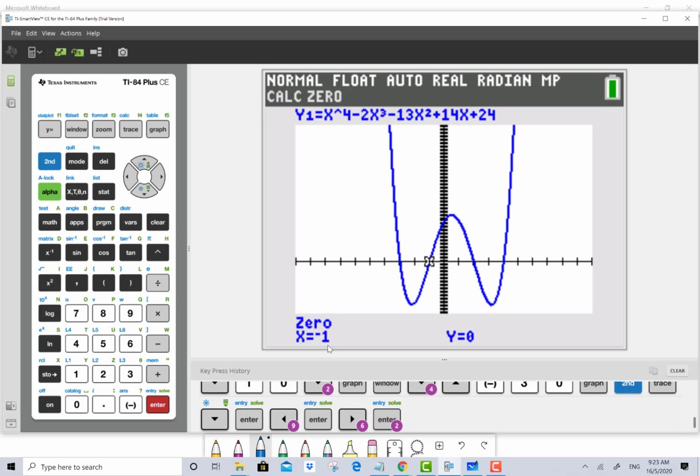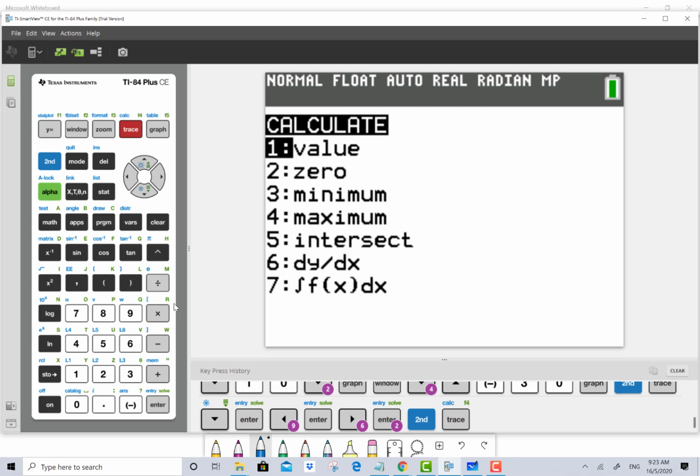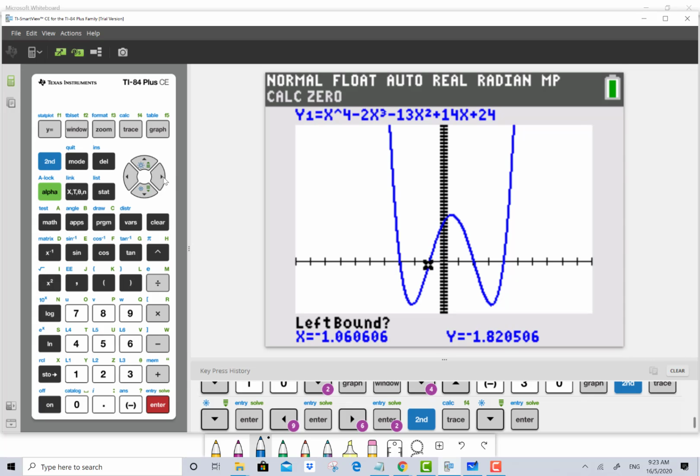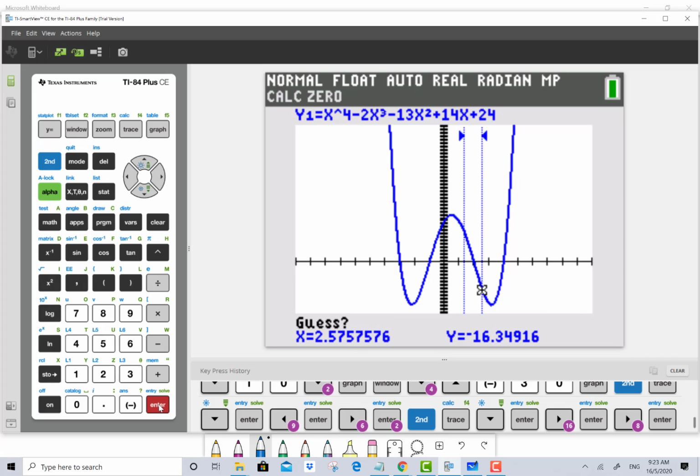Now, if you need to find the other zeros, the process is pretty much the same. Let's do one more, just to make sure you understand the process. If I want another zero, again I hit second, calc, and we hit zero. Left bound, let's go to the left of that zero right here. Make sure we're a little bit to the left of the point. Hit enter, go to the right of the zero, then hit enter. Then hit enter again, so that will give me the point exactly. So x equal to 2 is my other zero. That is how we find the zeros using the TI-84 calculator.